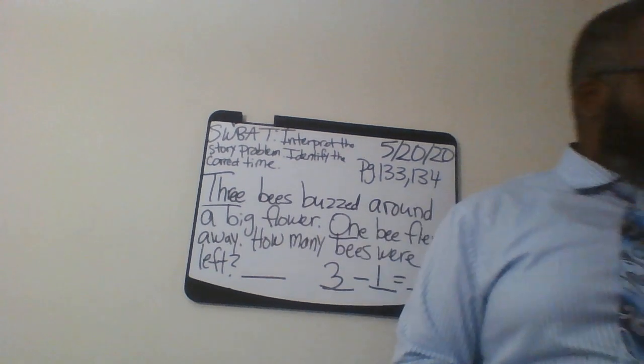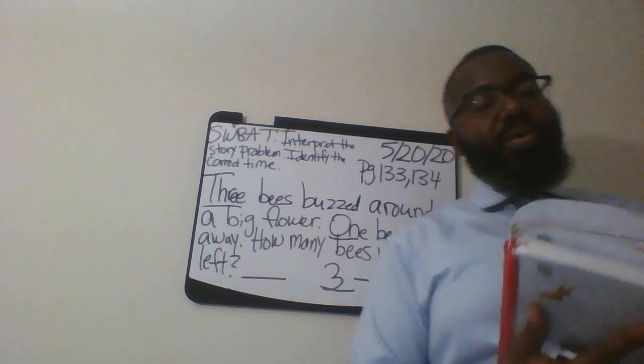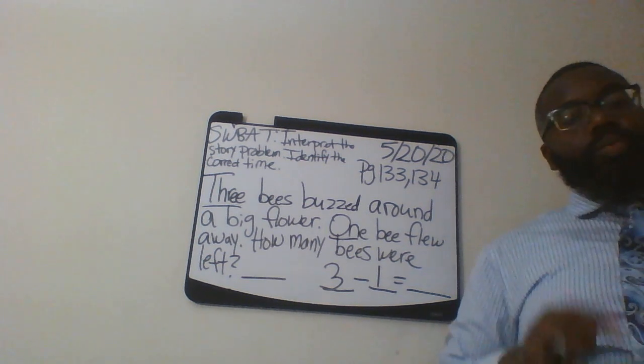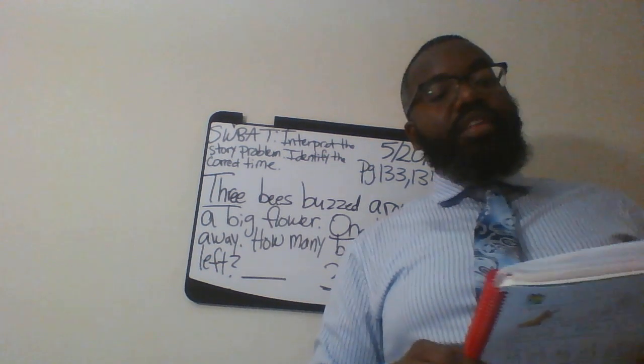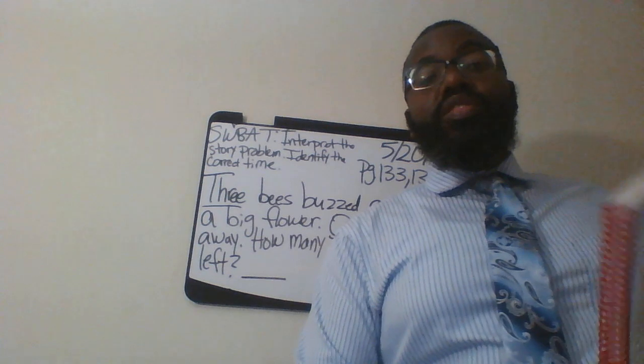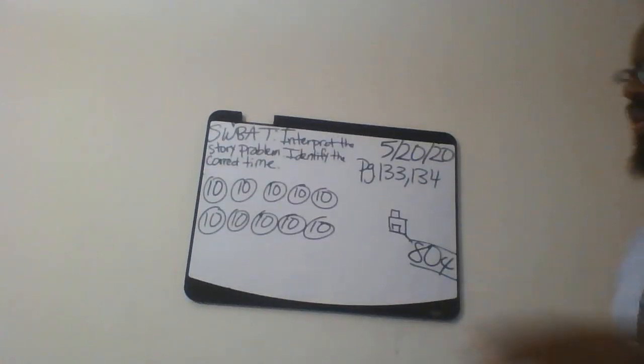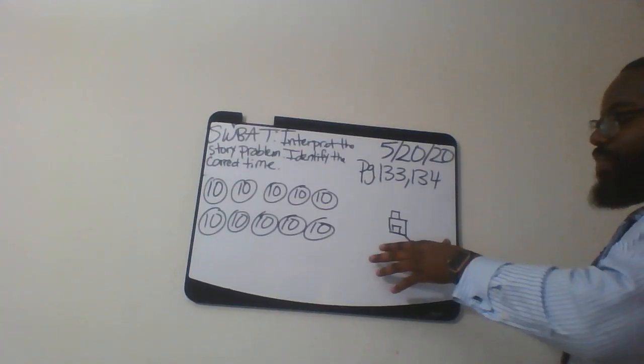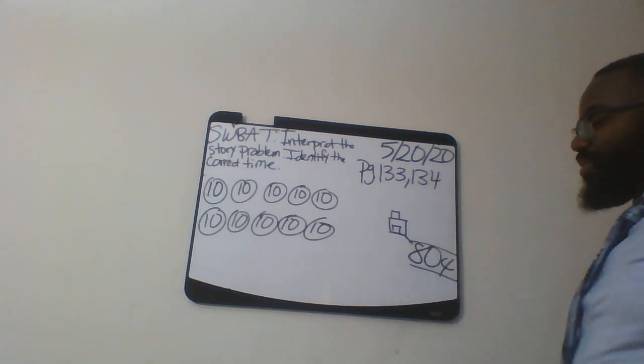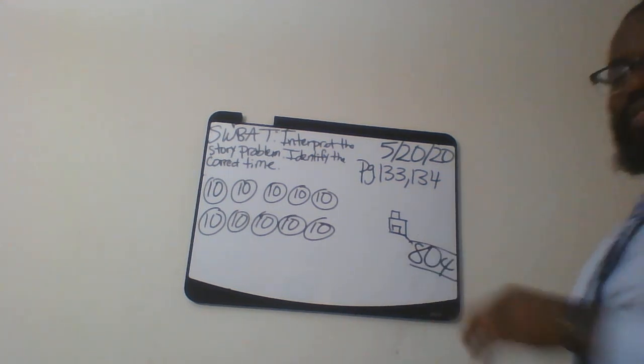Now, let's flip the page over to page 134. Look at number 1. It says, circle the dimes you need to buy the ice cream. So let's begin with that problem. Here we have ice cream, and as you can tell, my ice cream kind of melted, but we're going to work with it. Our ice cream right here is worth 80 cents.